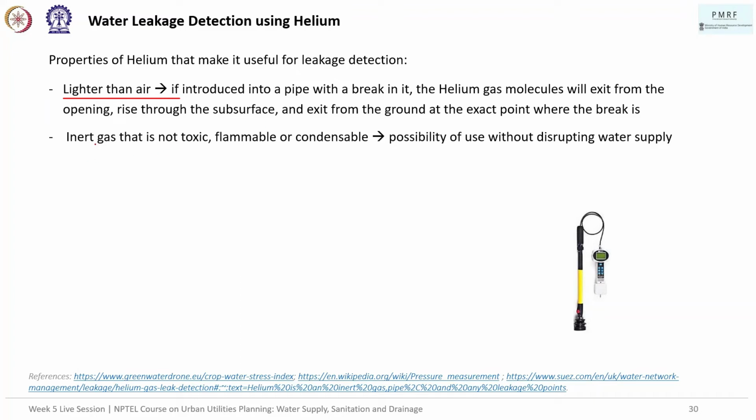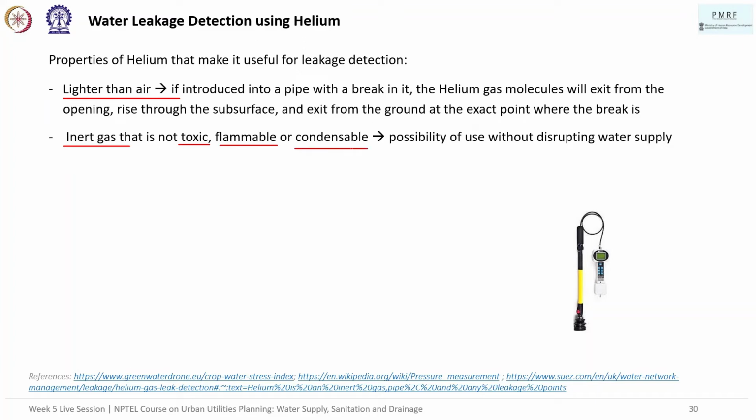The other aspect is that it is an inert gas, which means it is not something that will react readily to other compounds or elements, other chemicals. So it's also not toxic, it's not flammable or condensable.